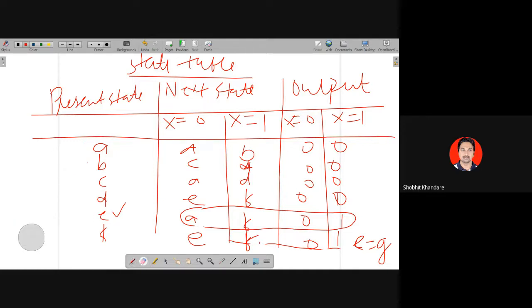अभी मैंने जो किया, लास्ट वाला स्टेप मैंने इलिमिनेट किया और E is replaced by G, वो मैंने किया. तो I have got this reduced state table. This is called a reduced state table. Any question in this? Yes or no?